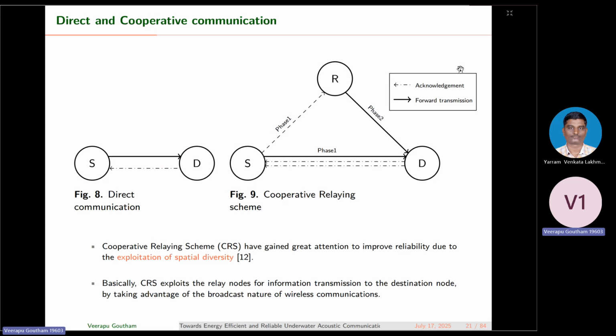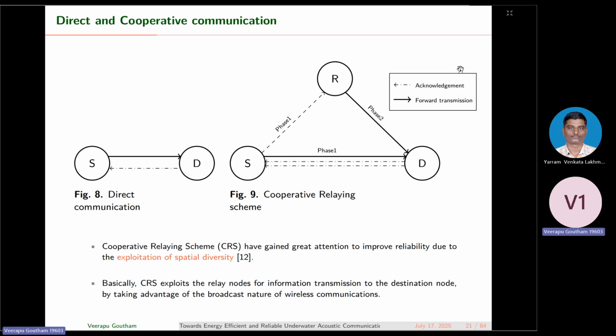That's why there is another scheme, the cooperative relaying scheme or cooperative communications, which exploits spatial diversity. Suppose the source is here and the destination is here. In between the source and destination, there is a relay node. Now, due to the broadcasting scenario, the source node will broadcast the signals, and the data packet will go to the destination. At the same time, in phase one itself, that same data packet is received at the relay node.